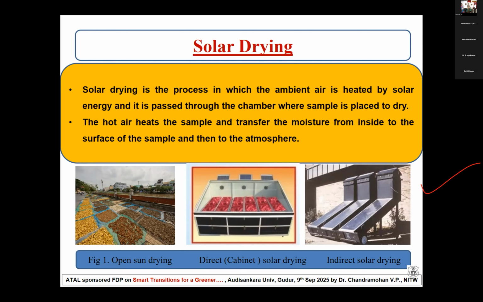Most of the time they are drying ginger, corn, and chili, even green chili. And leaves also they are drying, some medicinal leaves like tulsi, peppermint, like that. And then the dried products are available in the market.